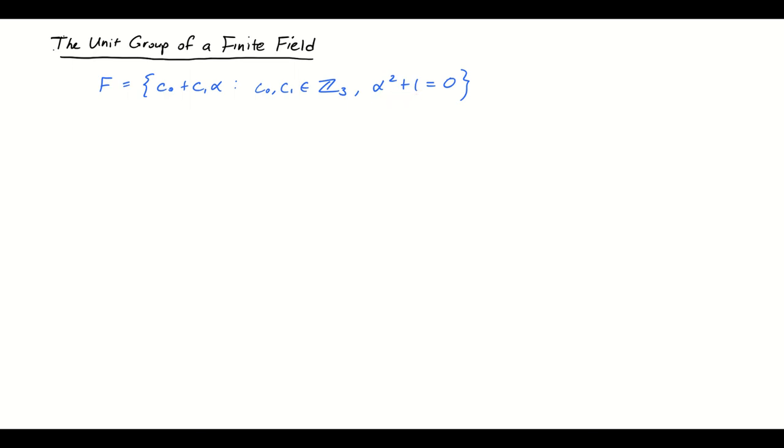So F consists of all linear combinations over Z mod 3 of 1 and alpha, which is the root of that polynomial. So alpha squared plus 1 equals 0. That's a finite field. It has order 9. And in this video, we're just going to analyze the multiplicative group of units for F.